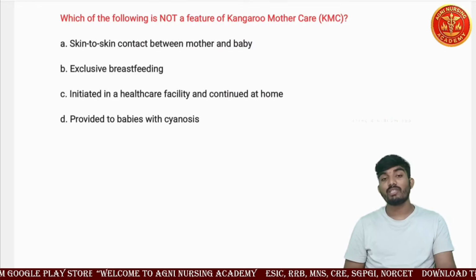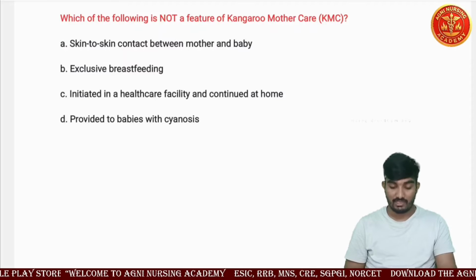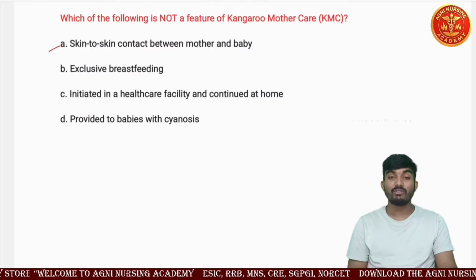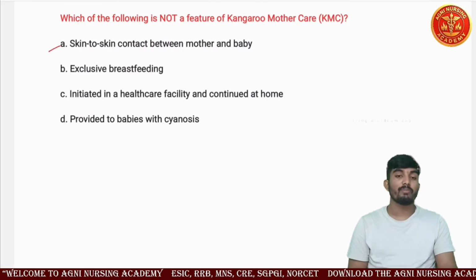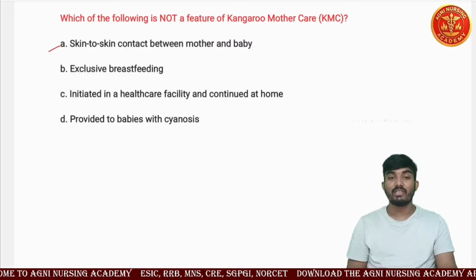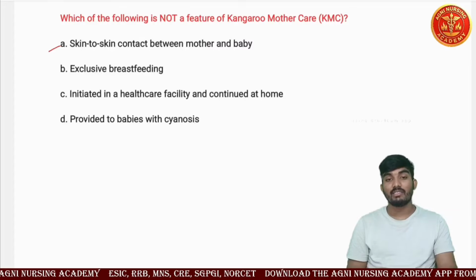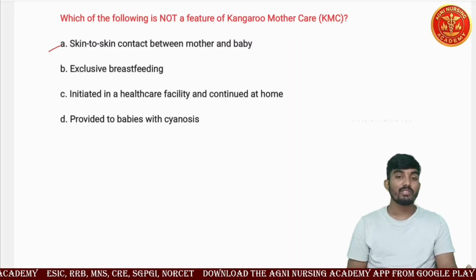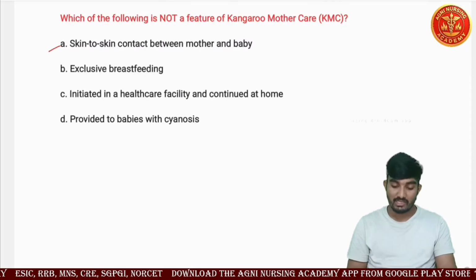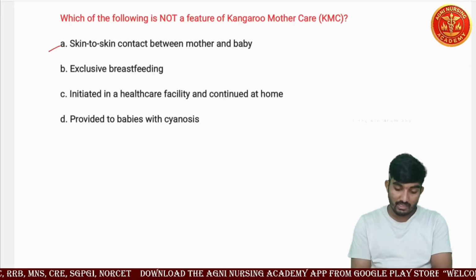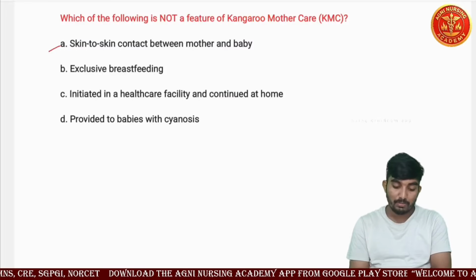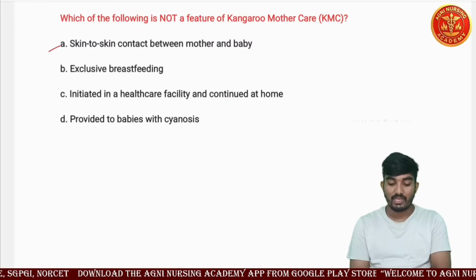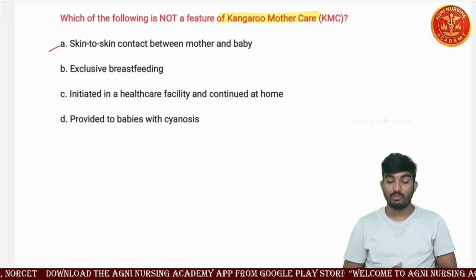Which of the following is not a feature of kangaroo mother care? Option A is skin to skin contact between the mother and baby. Option B, exclusive breastfeeding. Option C, initiating in a healthcare facility and continuing at home. And option D is provided to baby with cyanosis. The question asks which is not a feature of kangaroo mother care.